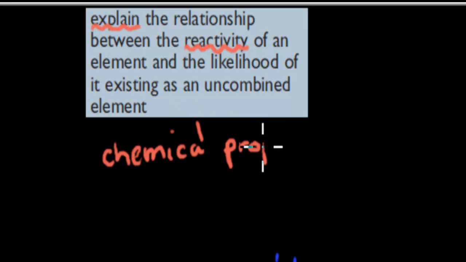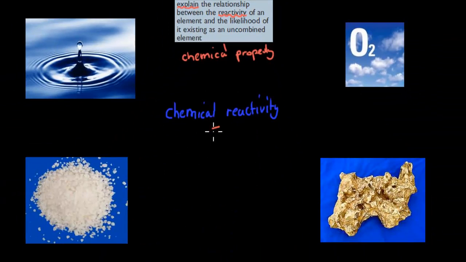And the actual dot point says we should explain, so explain the relationship. Explain means not just that we have to name it, but name it and say why as well. So I'll go over that soon. Before I start, I want to talk about chemical reactivity. As I mentioned a second ago, chemical reactivity is an example of a chemical property.